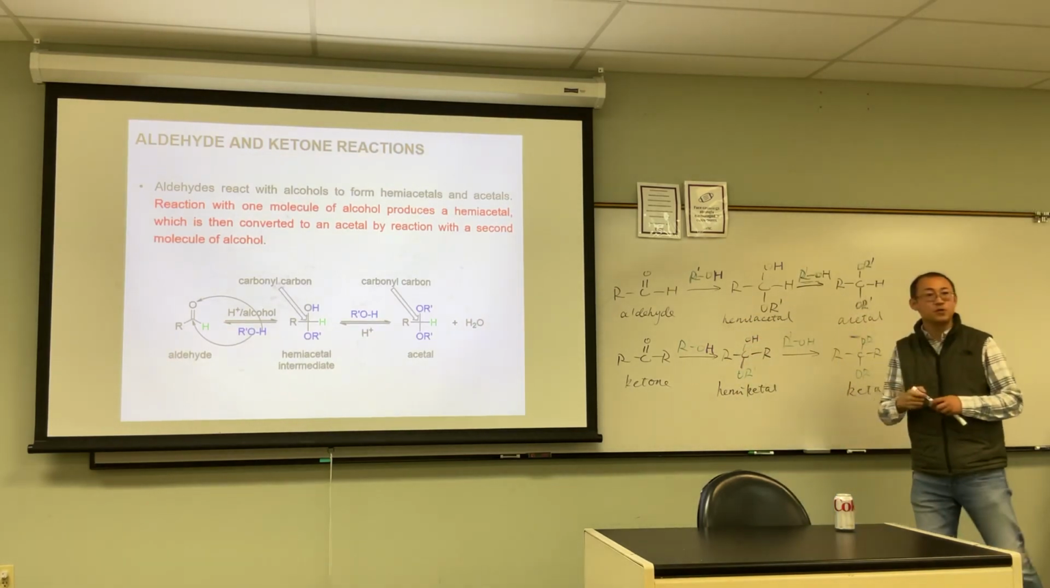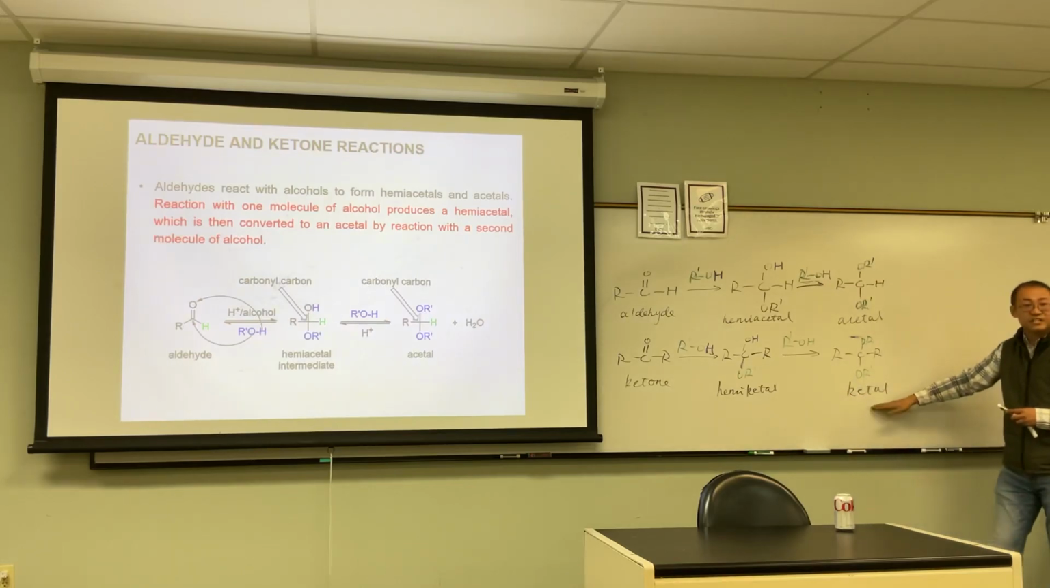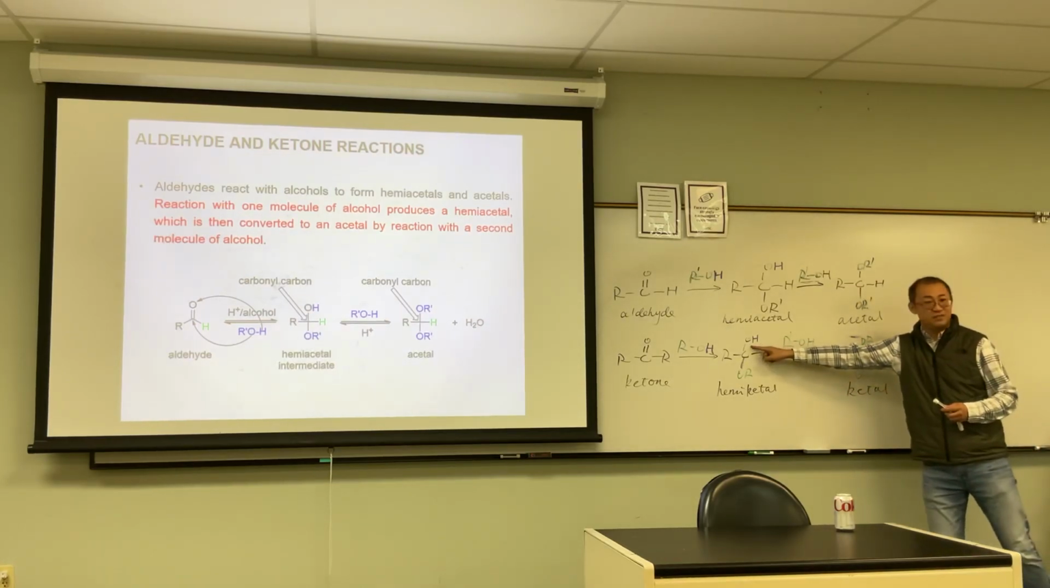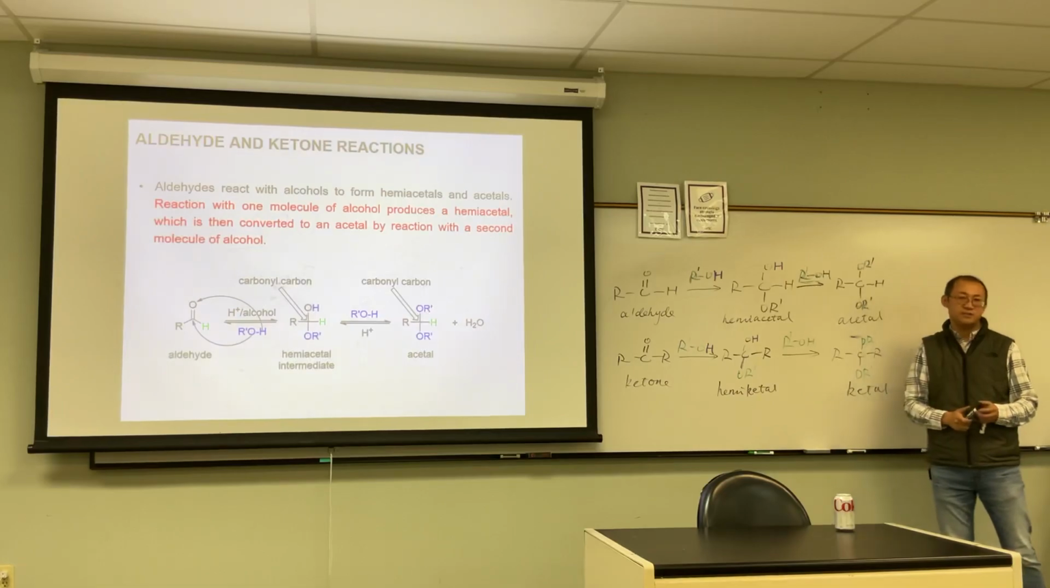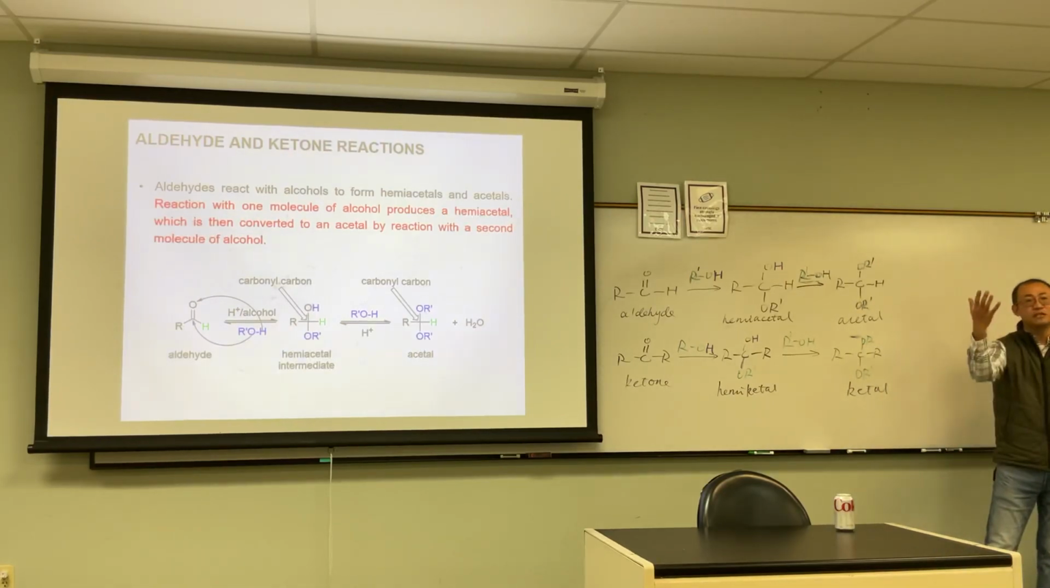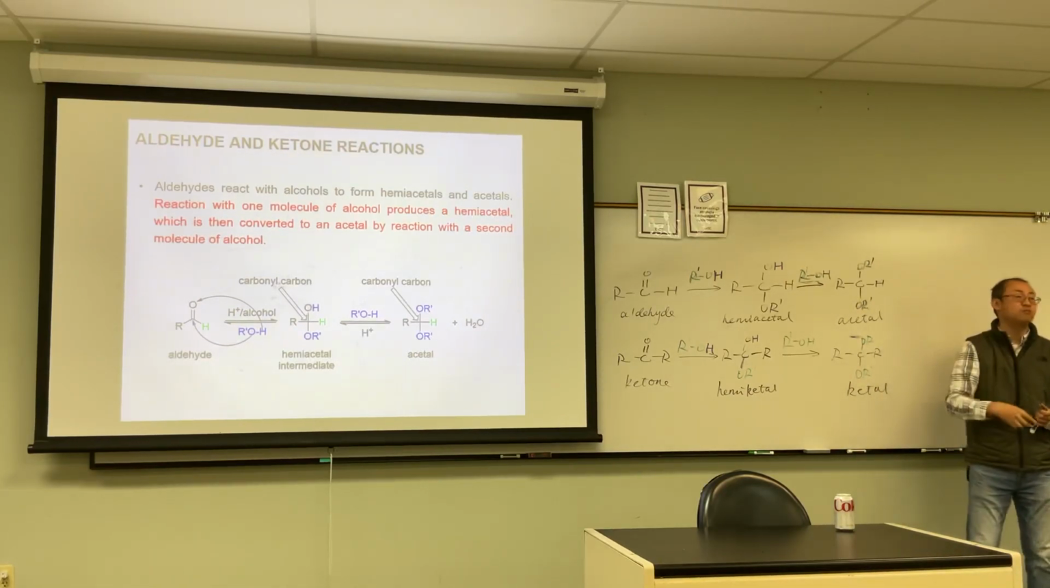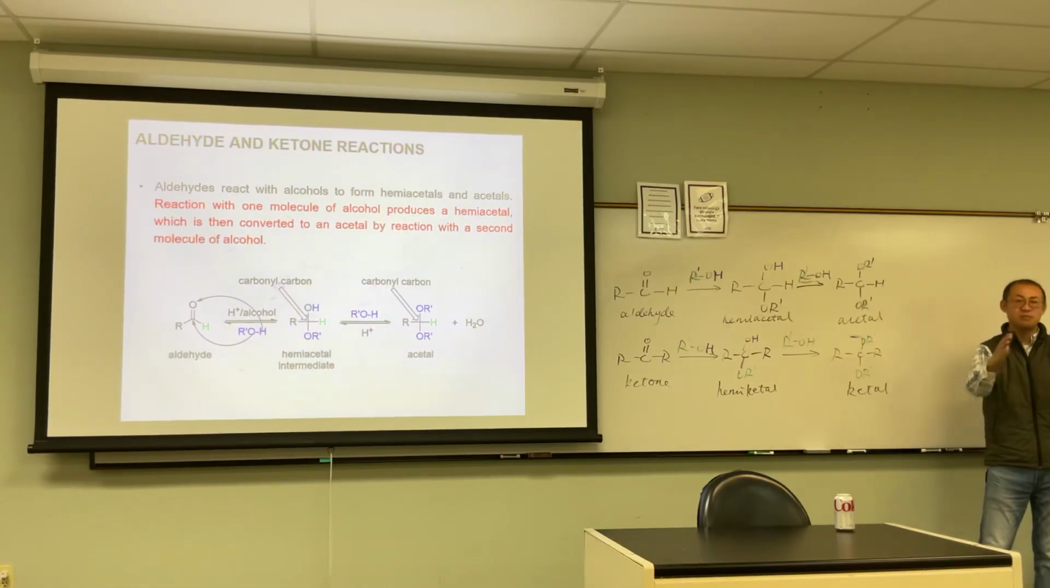What's the difference between hemiketone and ketone? Intermediate product. There's an OH in the hemi. That means what? You only added one alcohol. You can add another. Hemi means what? Half. But the reaction will stop at two alcohols. Correct.